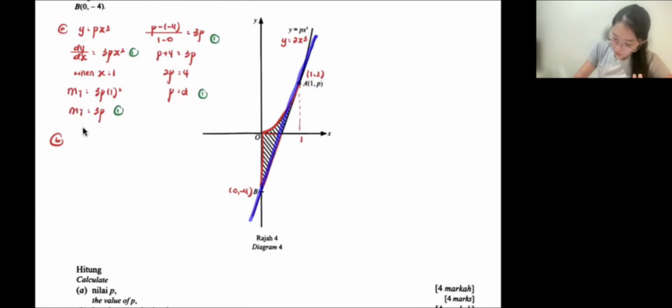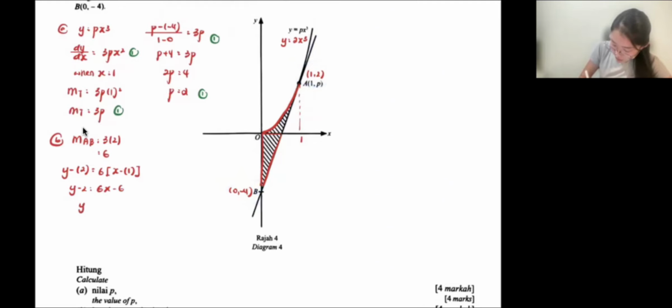All right, so just now we had gradient of AB is 3p, correct or not? So 3p, 3 times 2, this is 6. So gradient of this line, y minus y1. You can either take A or B, any point on the line. So I'm taking point A: (1, 2), gradient 6, x minus 1. So y minus 2 equals 6x minus 6. y equals 6x minus 4. This is the equation of this line.